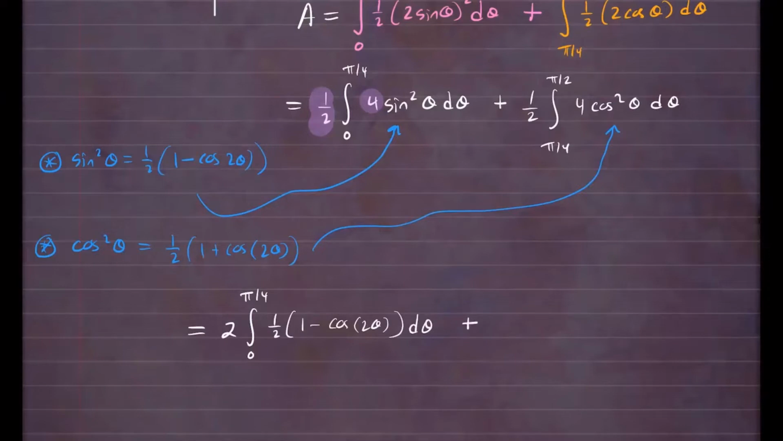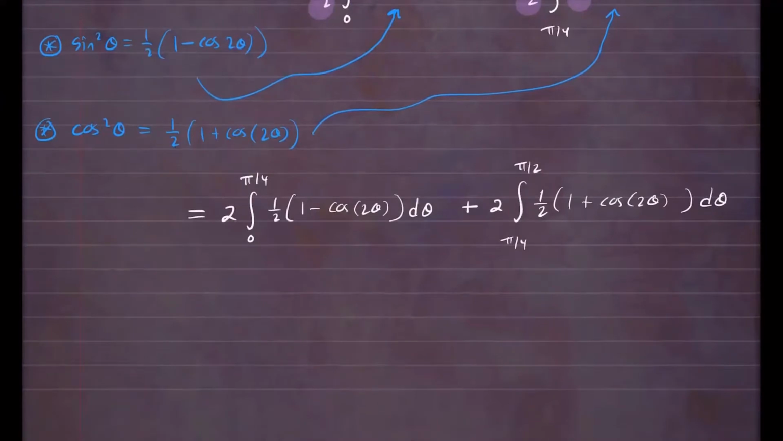plus, and then the second one I'm replacing it with, so again, I'm going to simplify these guys right here. So that would be a 2 integral from pi over 4 to pi over 2 of 1/2 (1 plus cosine 2 theta) d theta. And then carrying along, this would give us, so again, more simplification, these can cancel. So you'll have integral of 1 with respect to theta, that's theta, minus integral of cosine 2 theta, that would be sine 2 theta over 2. And we're going to take it from 0 to pi over 4.